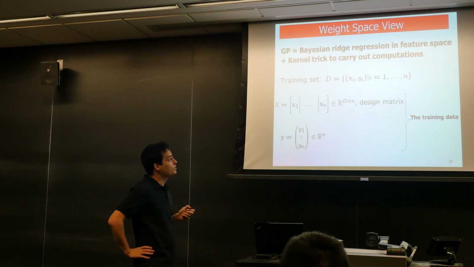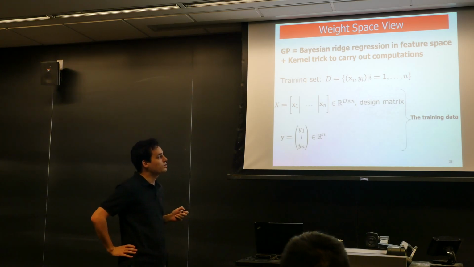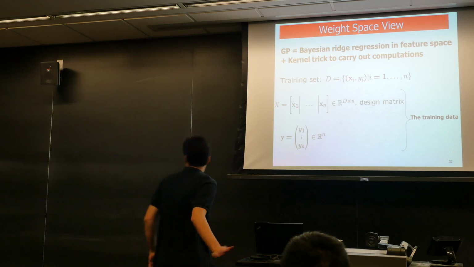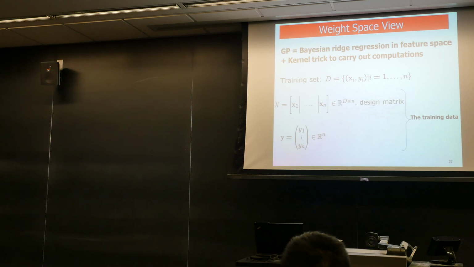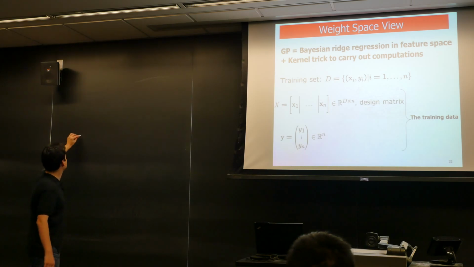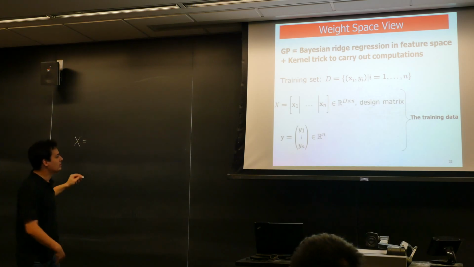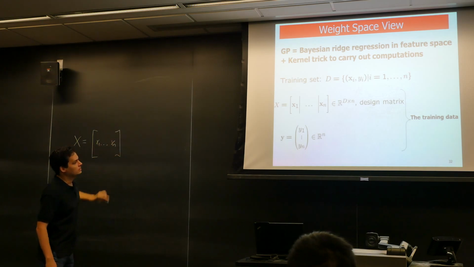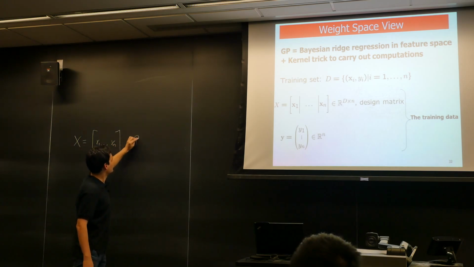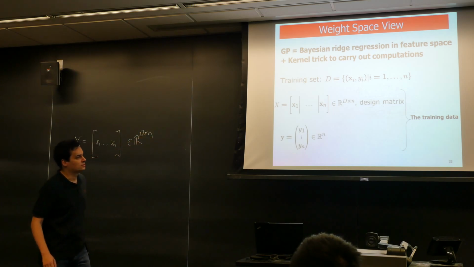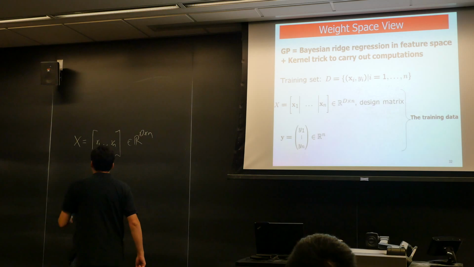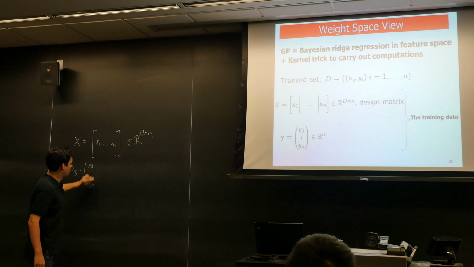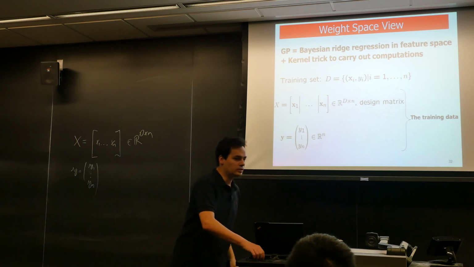So again, notation: capital D is our training set. We have n input-output pairs. x_i is the input, y_i is the output. And we collect the inputs into a design matrix. The collection of inputs is called the design. So X is x_1 to x_n, a capital D times n matrix, and the outputs y is just y_1 to y_n. Okay, so this is our training data.